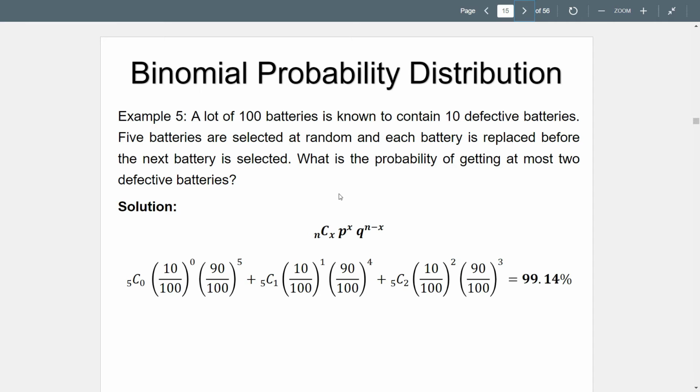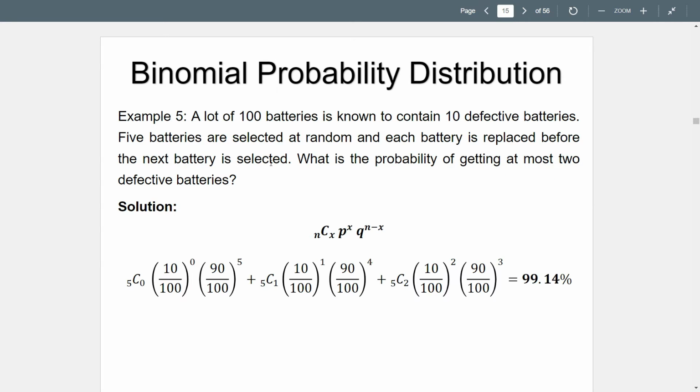So here's another problem. A lot of 100 batteries is known to contain 10 defectives. Five batteries are selected at random, and each battery is replaced before the next battery is selected. So what is the probability of getting at most 2 defectives?